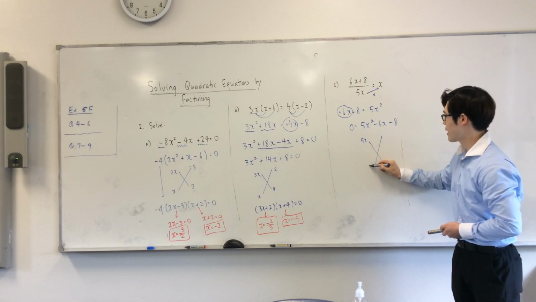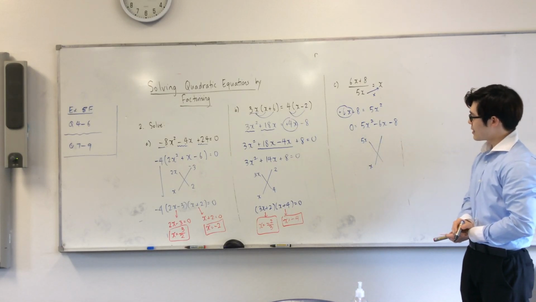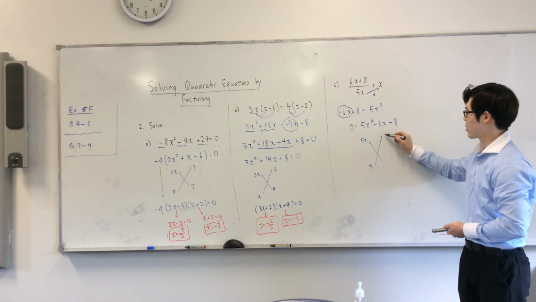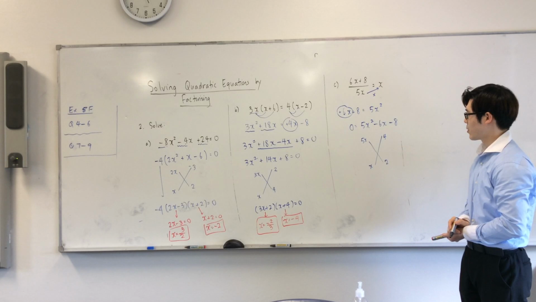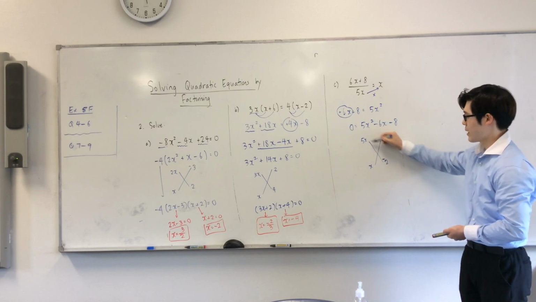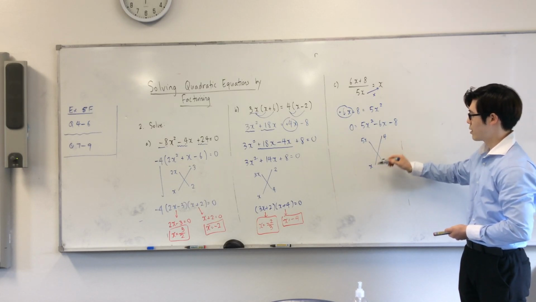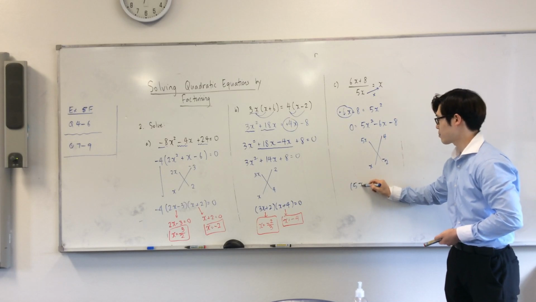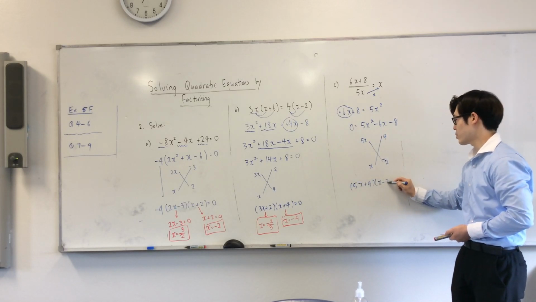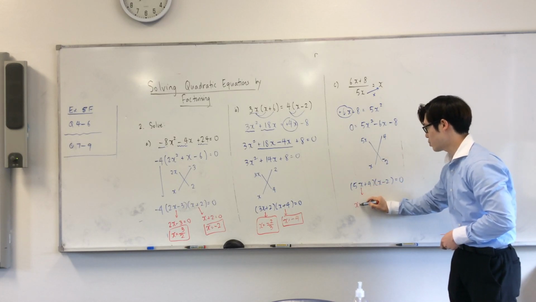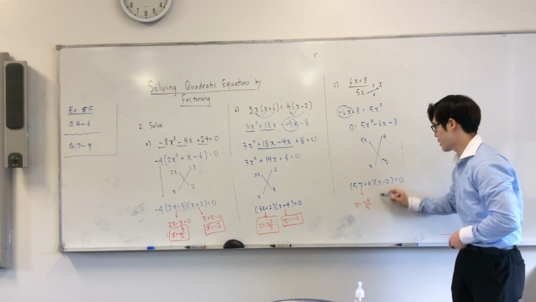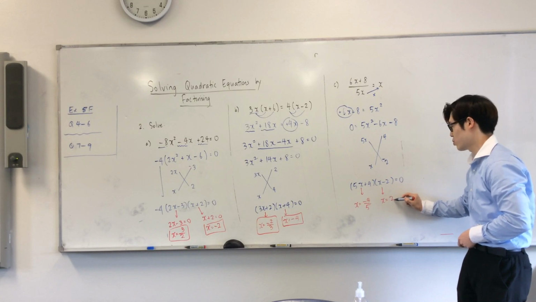It's 5x and x. In this case, what do we have? Let's put 4 and 2 there. And the minus goes on the 2. -10x plus 4x is -6x. Good. So we've got 5x plus 4, x minus 2 equals 0. And it's the same thing. Here, x is equal to -4/5. And here, x is equal to 2.